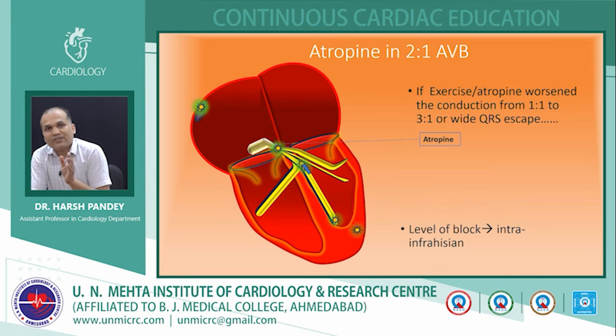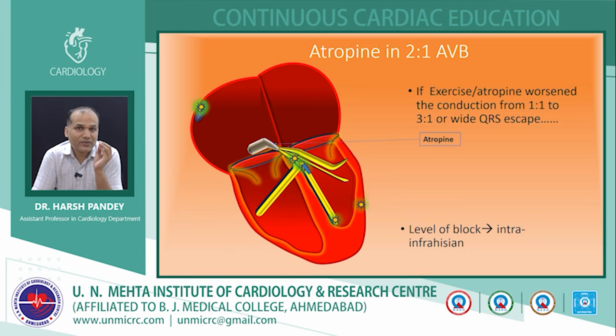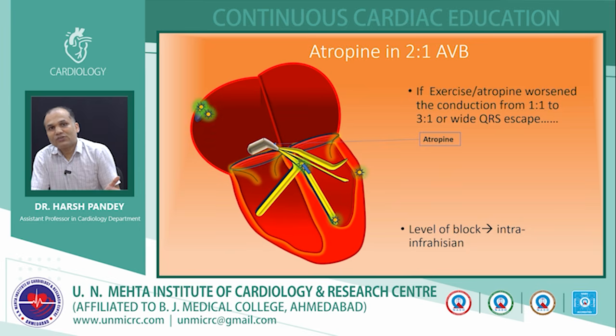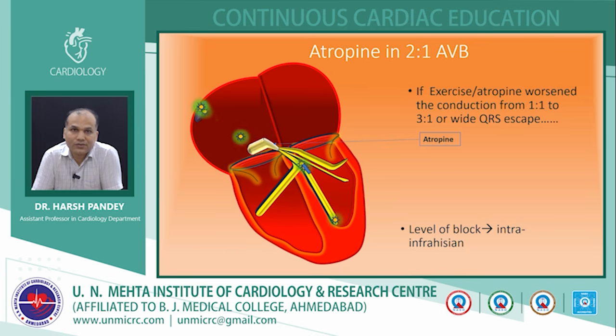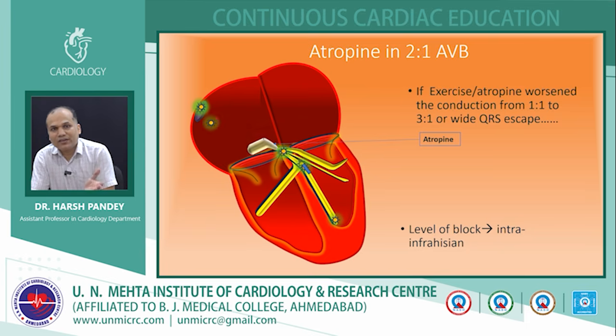So if the patient is having infrahisian level of AV delay, and if you give atropine, all the conduction becomes worse. From 1:1 it may become 3:1, from 3:1 it may become 4:1, and sometimes the QRS may become more and more wide. So if you give atropine, the conduction becomes worse. It signifies the patient is having infrahisian level of AV delay or AV block.